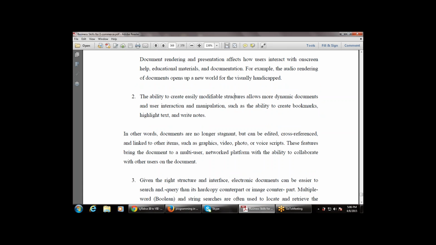Next is the ability to create easily modified structure, which also allows more dynamic documents and user interaction and manipulation, such as the ability to create bookmarks, highlight text and write notes. In other words, documents are no longer stagnant but can be edited, cross-referenced and linked to other documents such as graphics, video, photos or voice scripts.